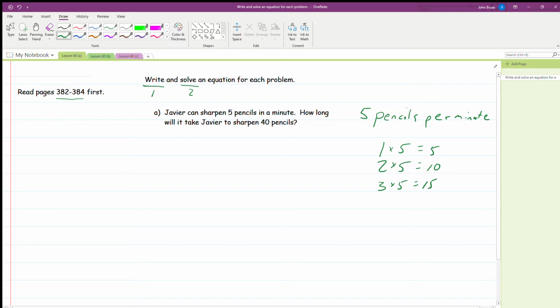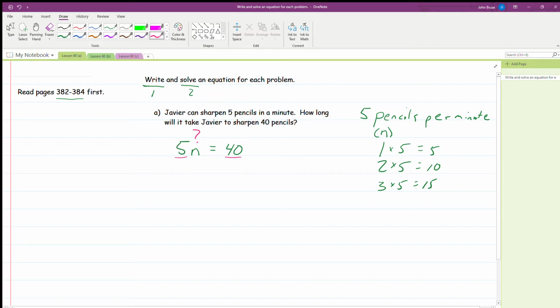So what we're going to do is multiply our minutes, which will make that n, times 5 pencils, because every minute he's going to sharpen 5 pencils. So our equation will look something like this. 5 pencils times the minutes spent will equal 40, because that's how many pencils he sharpened. So we know that this number n here is the question. We don't know how many minutes he sharpened pencils for, but we do know he sharpened 40 pencils, and we do know he can sharpen 5 pencils a minute.